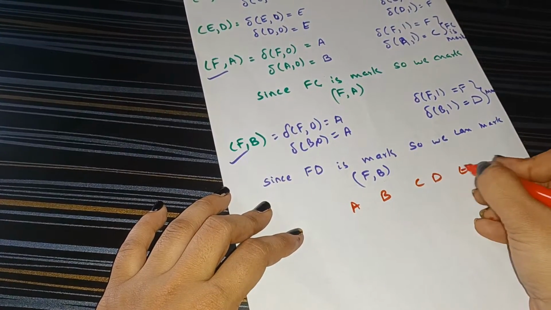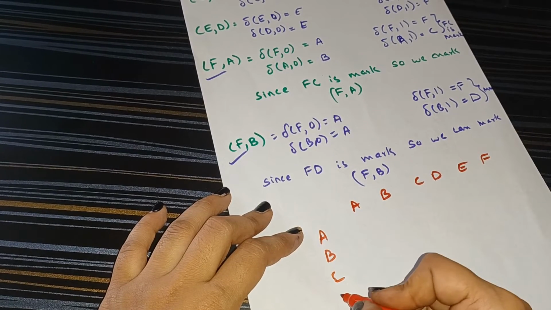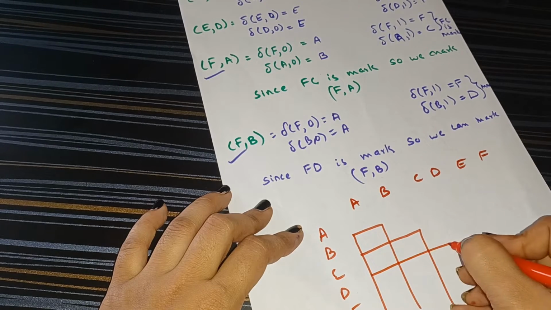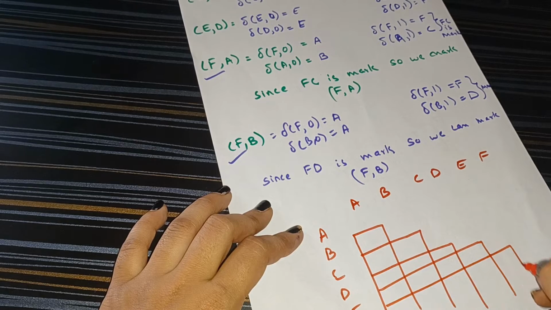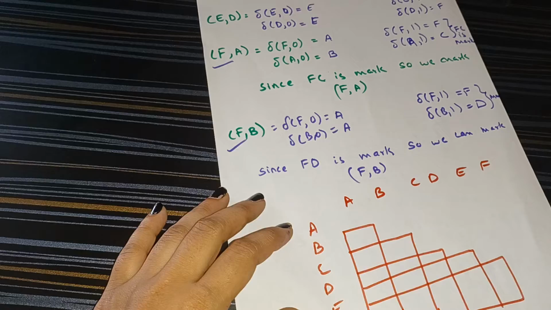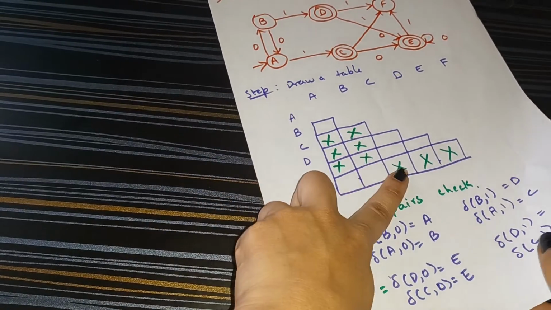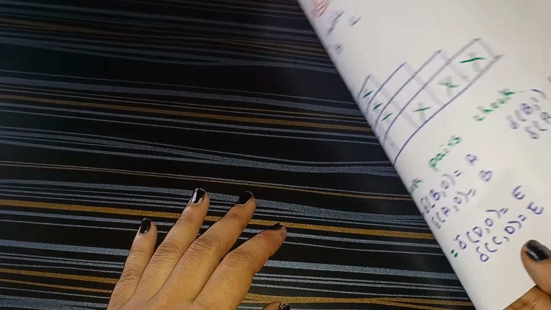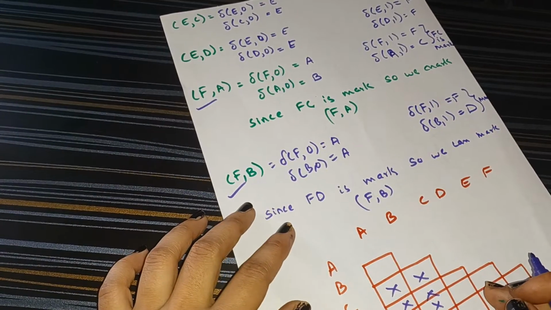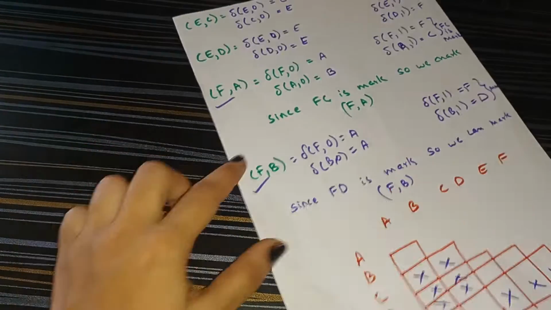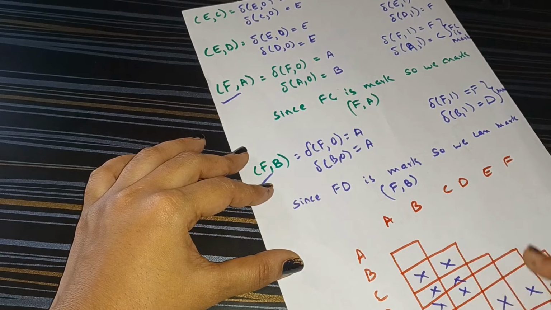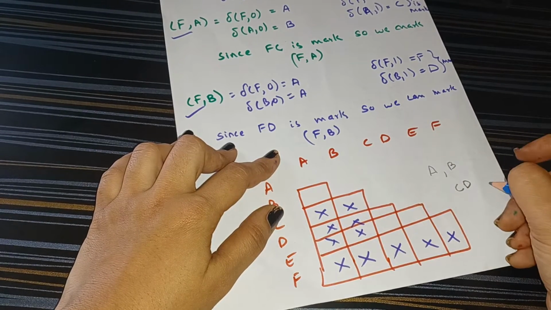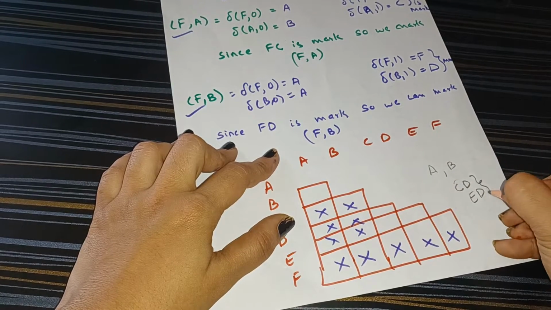So A, B, C, D, E, F and A, B, C, D, E, F. So here previously marked things we will mark as it is. So these all are already marked, so I will mark it as it is. The leftover things: we know that only FA and FB are marked, so the remaining things all are as it is. So here we can say AB is one state, CD is one state, and ED is one state. So we can take these as CDE.